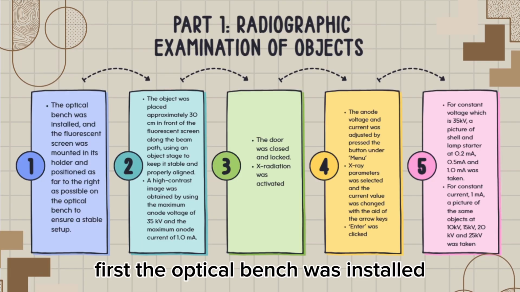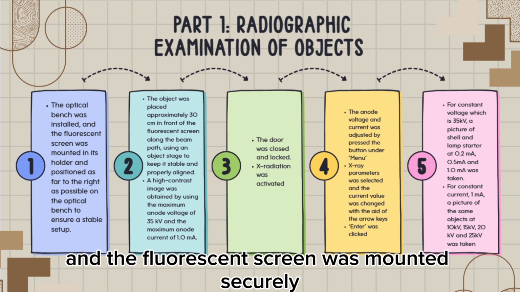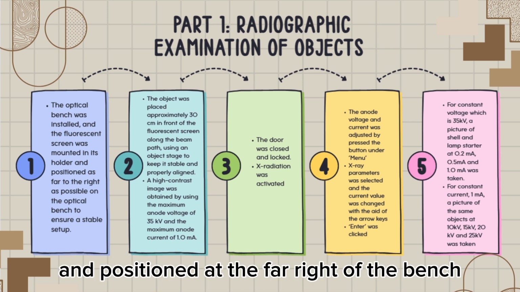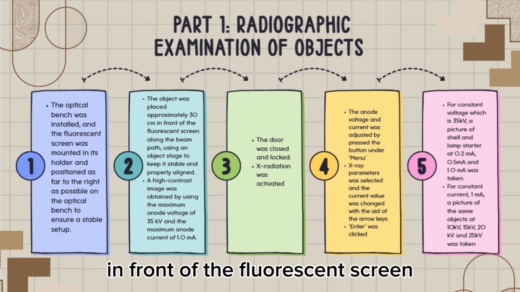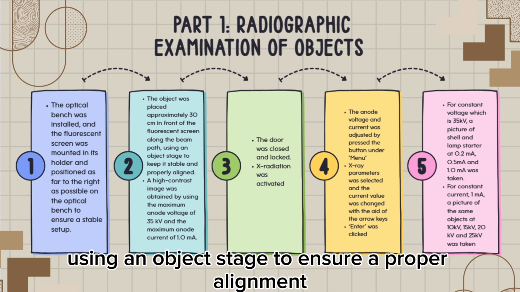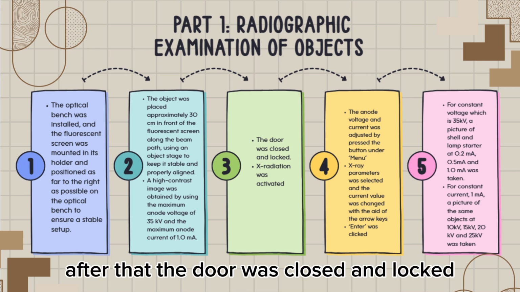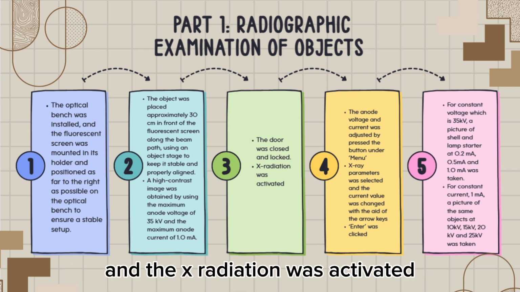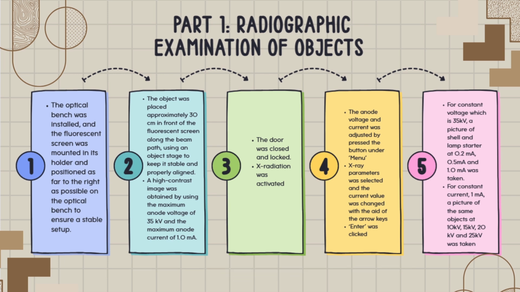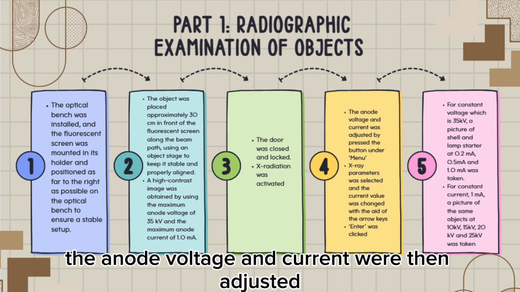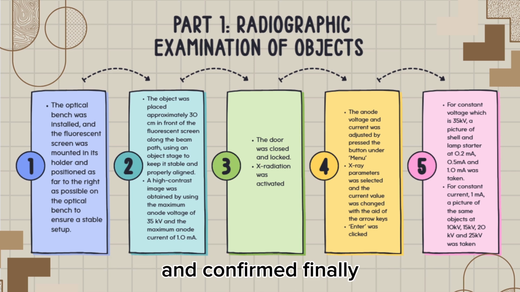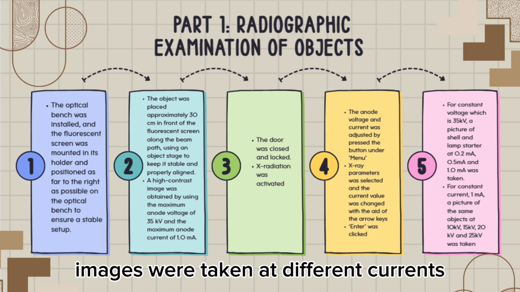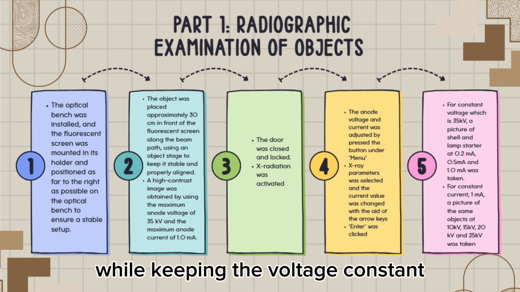First, the optical bench was installed and the fluorescent screen was mounted securely and positioned at the far right of the bench. Next, the object was placed about 30 cm in front of the fluorescent screen using an object stage to ensure a proper alignment. After that, the door was closed and locked and the X-radiation was activated. The anode voltage and current were then adjusted through the menu and the required X-ray parameter was selected and confirmed. Finally, images were taken at different currents while keeping the voltage constant and at different voltage while keeping the current constant.